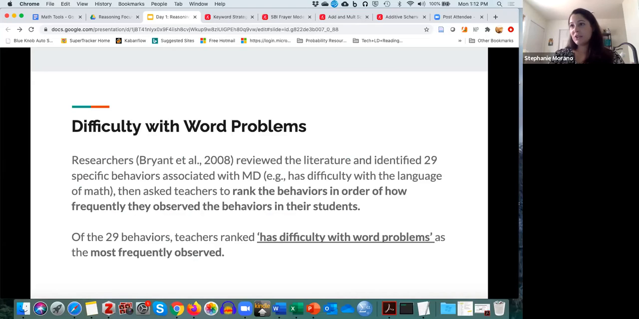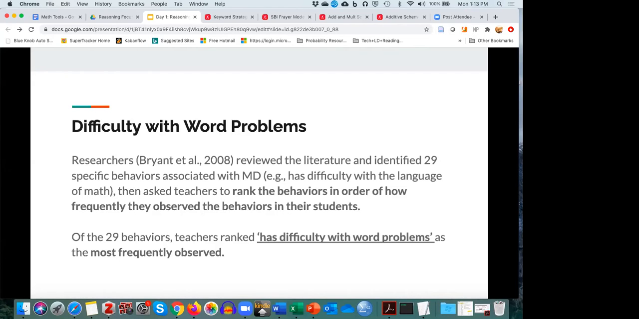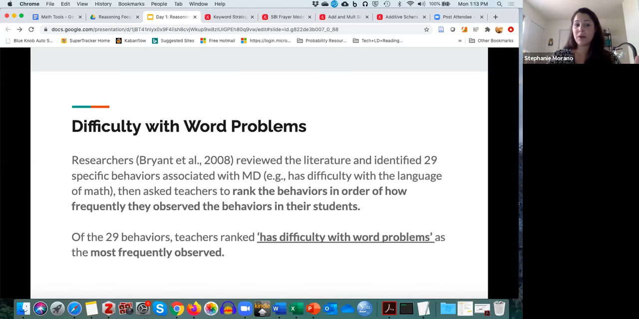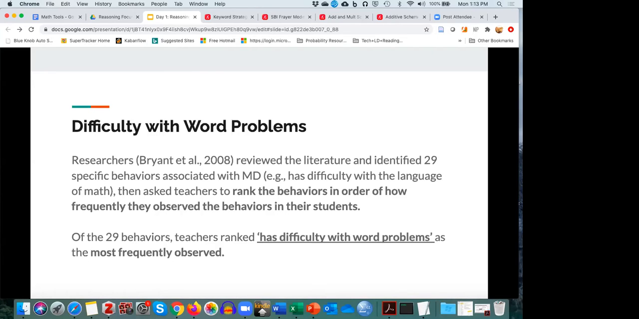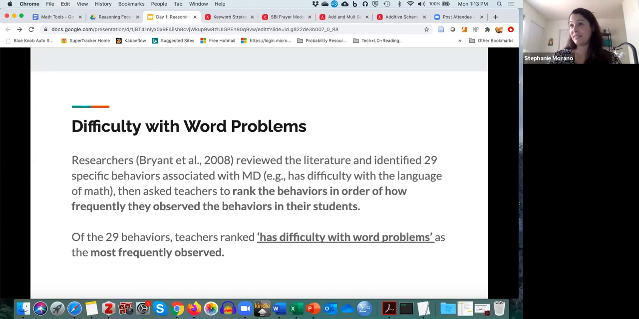Okay, so as special ed teachers who work with elementary age students, we know word problems are an area that can be really challenging. I like this study, though it is getting a little bit old. I wish the researchers would do an updated version, but I really like this study from 2008. The researchers looked at all of the literature on math instruction and math intervention for students with disabilities, and picked through to identify all of the specific behaviors that are associated with difficulty with math, MD, math difficulty. And then they asked teachers to rank order those behaviors to say how often they see each in their classrooms. So special ed teachers, out of the 29 behaviors ranked, has difficulty with word problems as the most frequently observed in their classroom. I think that is really telling, and I don't think it's changed in the 12 or so years since this study was published, based on my conversations with teachers and interactions with teachers.